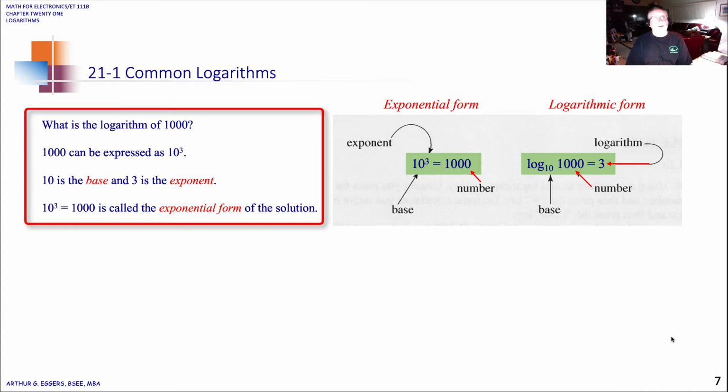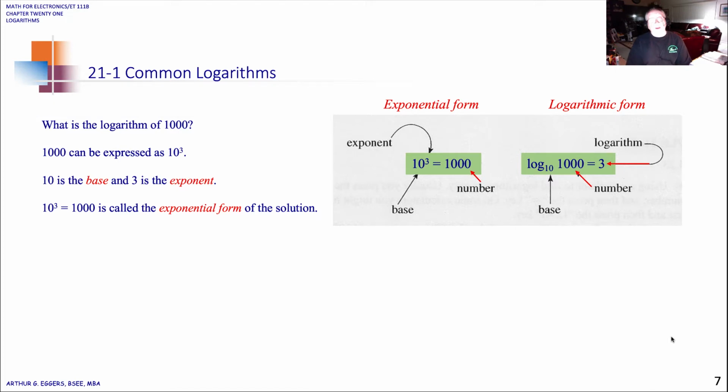So if we look at 1,000, what's the log of 1,000? 1,000 can be expressed as 10 cubed. Okay, so the base, again, being 10, and now 3 being the exponent. 10 cubed is equal to 1,000, and that's called the exponential form. Hopefully, if you hadn't seen this before, or it's a refresher for you, you start to see a relationship with the number of zeros and what the log is. You'll notice 10 to the third, representing the number 1,000, has 3 zeros. The log of 1,000 in base 10 is 3.